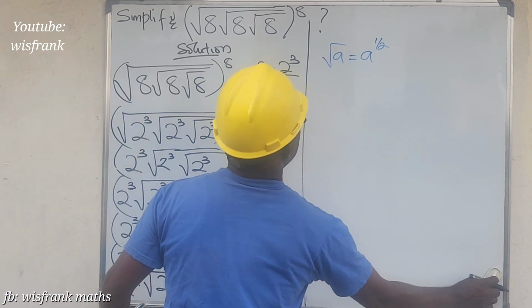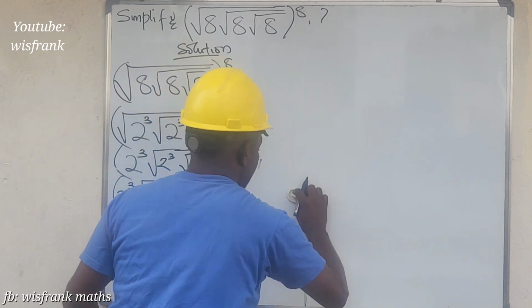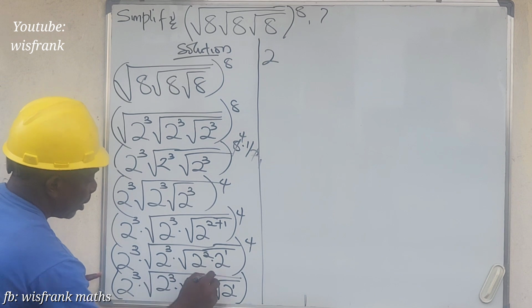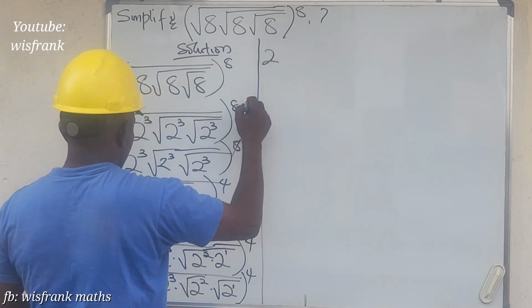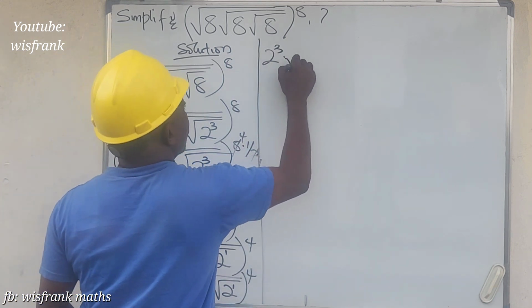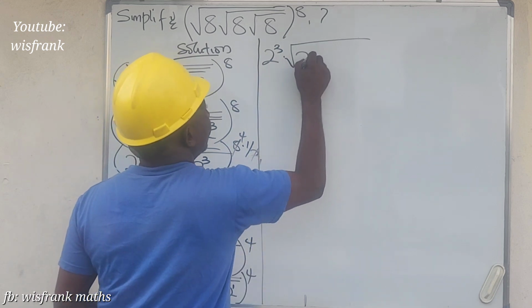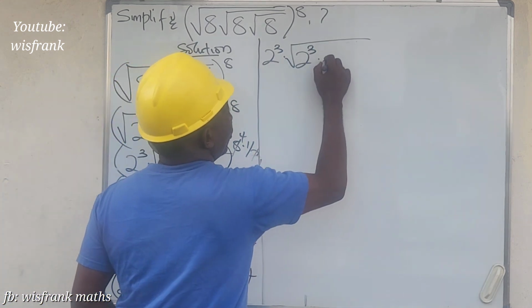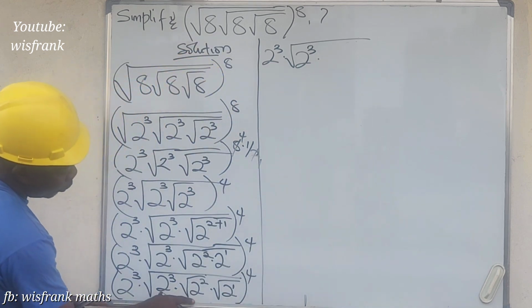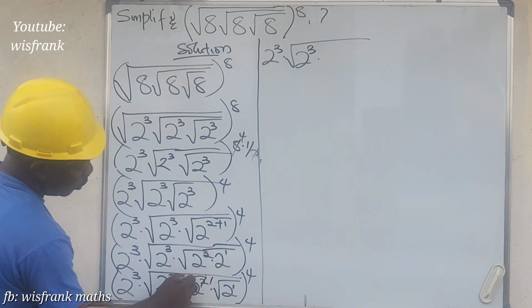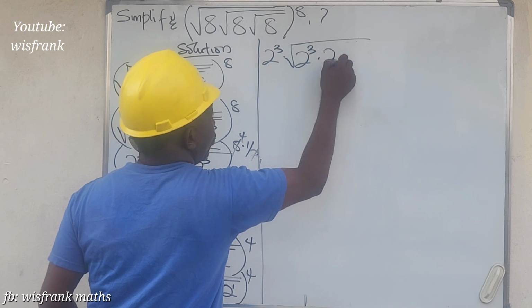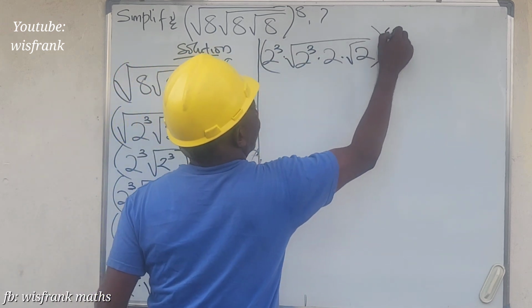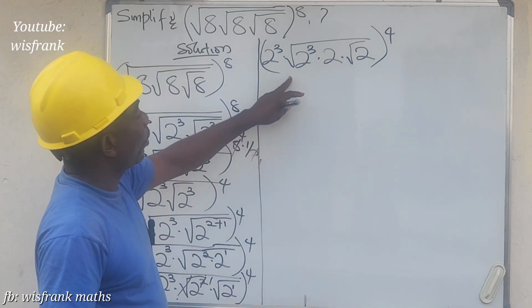So here, this we move over to this other side. So we have here 2, this is all to the power of 4. So we have 2 to the power of 3 times the square root of 2 to the power of 3 times the square root of 2 to the power of 2, because 2 cancels here and 2 cancels here. We are now left with 2 times the square root of 2, all to the power of 4. So this is what we have now.